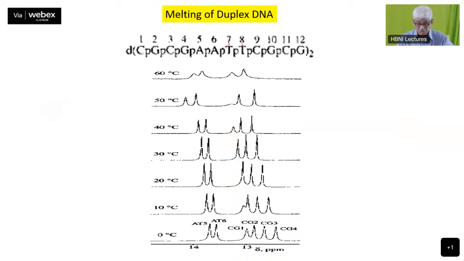So therefore, by systematically monitoring the progression of the disappearance of the peaks, you can identify the individual imino peaks as belonging to a particular nucleotide unit along the sequence. So that is what is done in this case. At 60 degrees, this is more or less completely broadened out. So you can see here CG 1, 2, 3, 4, 5, and 6. This is how you identify the individual residues. This is called the melting of the duplex DNA.